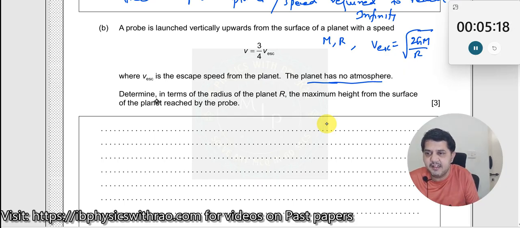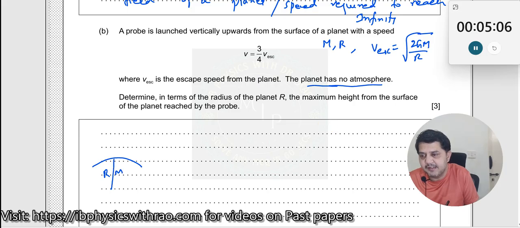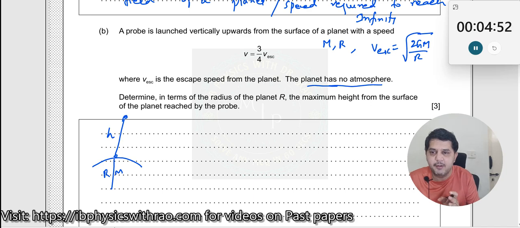Determine it in terms of the radius of the planet r and the maximum height from the surface of the planet reached by the probe. Now, what is the question once again here? So you have a planet of radius r and mass m over here. Now you are launching a probe from here so that it goes to some height, and then maybe it will return back. It can go only to a maximum height over here. He is asking you what is the maximum height. Okay, don't use the projectile motion equations because we are talking about gravitation here.